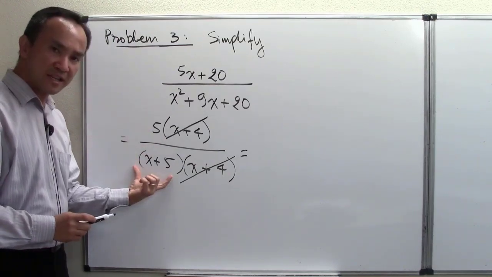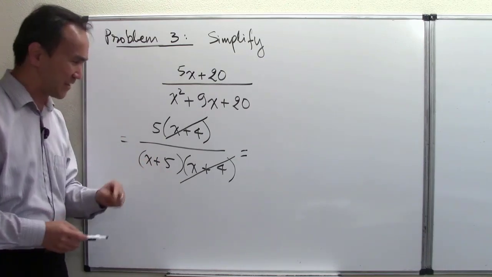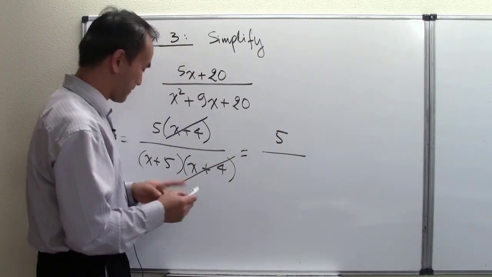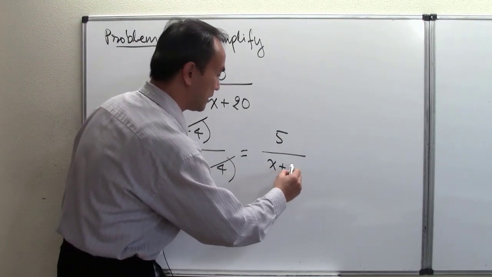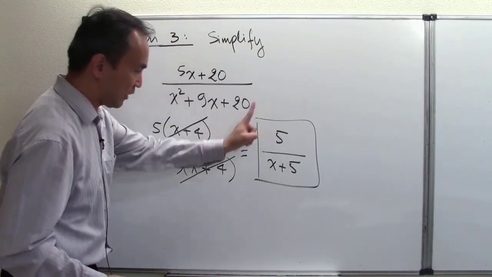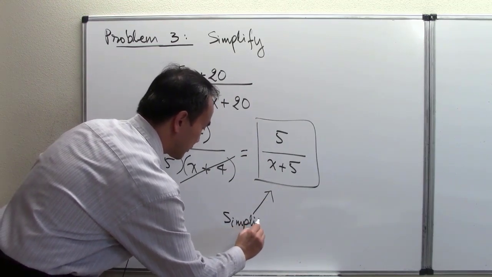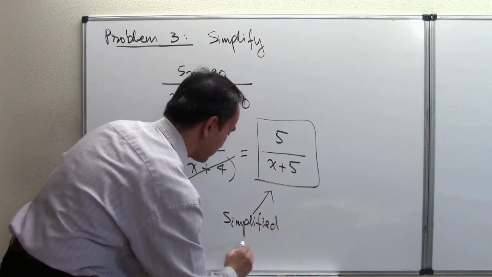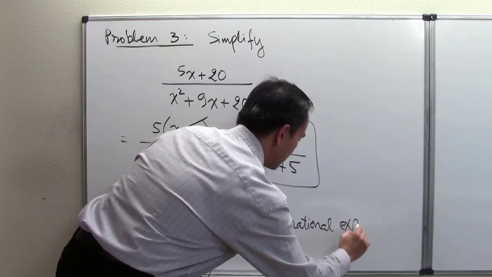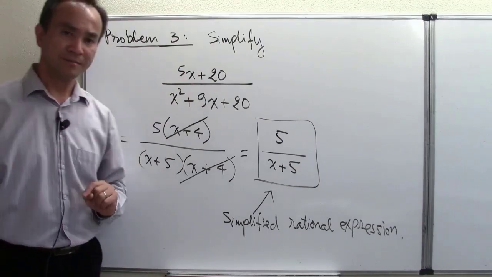5 is not common with x plus 5, and 5 here is definitely not a common factor with that 5 down here. And so now we only have 5 as the remaining factor in the numerator, and x plus 5 as one whole factor in the denominator. And this is now how we have simplified our rational expression. So 5 over x plus 5 is understood as our simplified rational expression, the simplified expression of this beginning one.